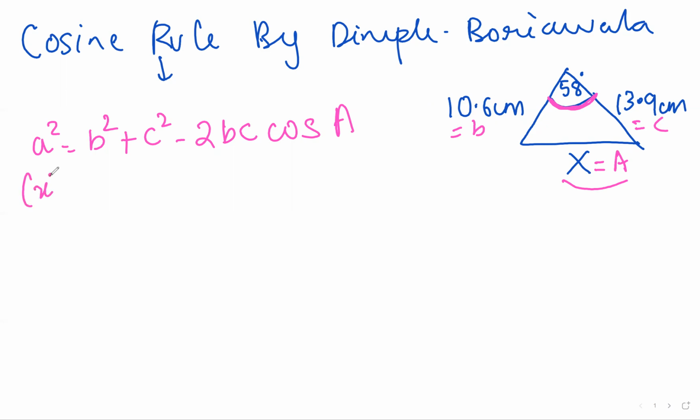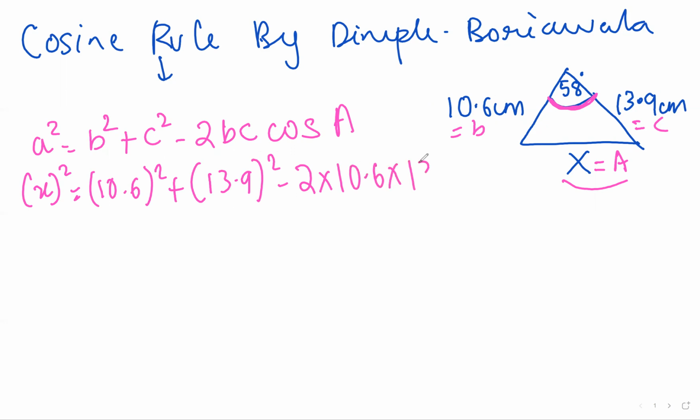I have to find A, x square. B square is 10.6 square, C square is 13.9 square, minus 2 into 10.6 into 13.9, cos 58 degree. Straight away we implement it on the calculator.